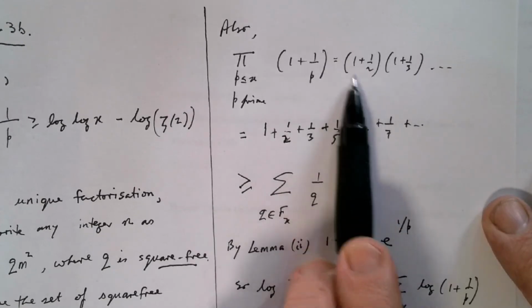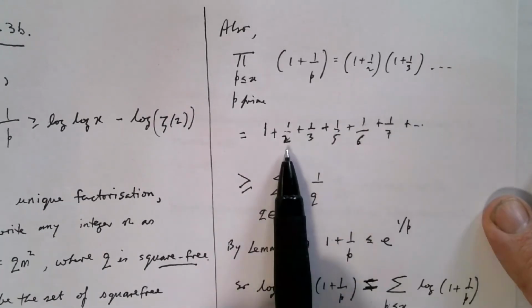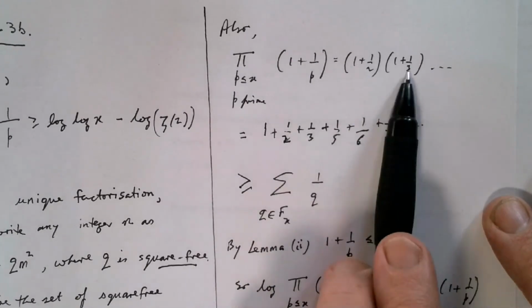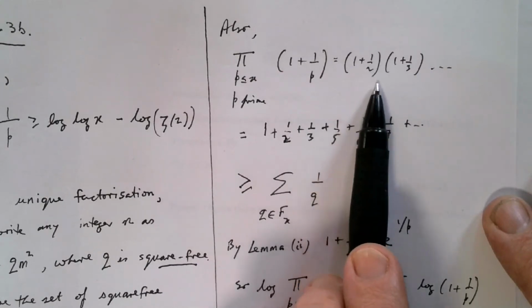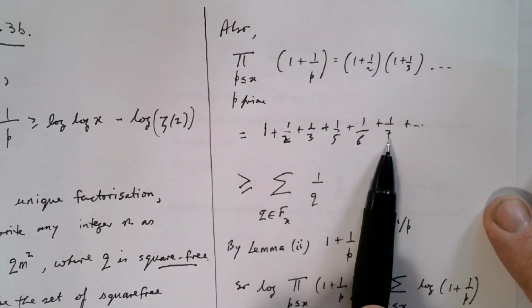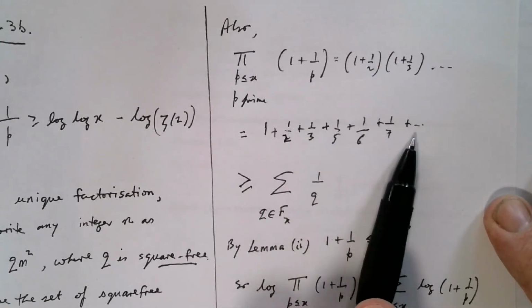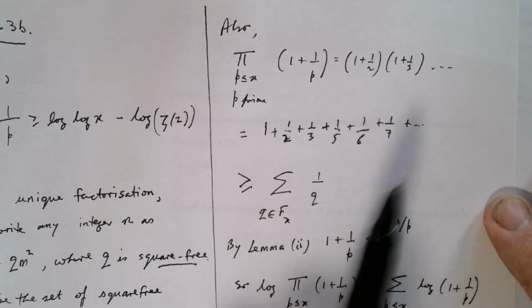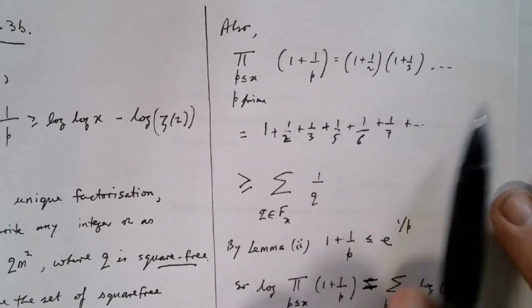You're going to take 1 from each bracket, you get 1. You take a half times 1 from each bracket, you get a half. Then you get a third, you'll get a fifth. You'll get a sixth by taking the product of these two. You'll get a seventh. You will not get an eighth. You'll not get a fourth, by the way, and you will not get a ninth. You will get a 10th, an 11th, no 12, 13, and so on.